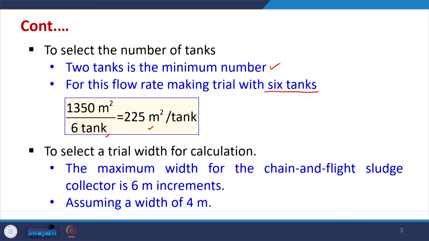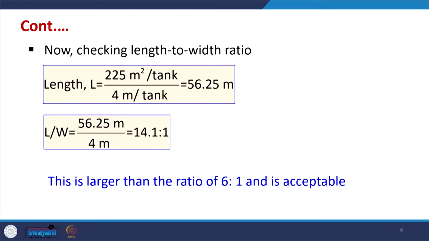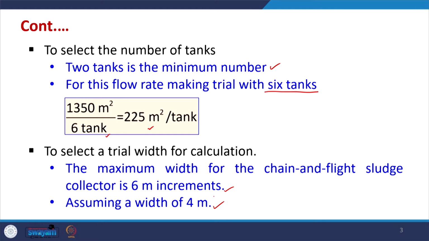For this surface area we have to select a trial width for calculation as well. The maximum width for a chain and flight sludge collector is 6 meter, in increments, and we are starting by assuming a width of 4 meter. With 4 meter as the width, the total length will come out to be equal to 56.24 meter.